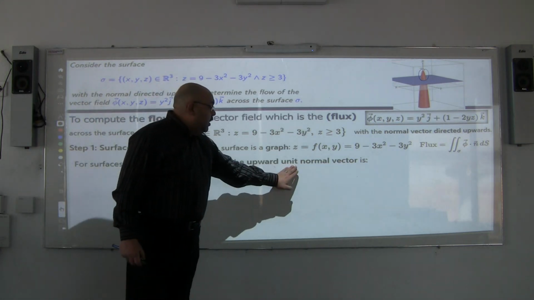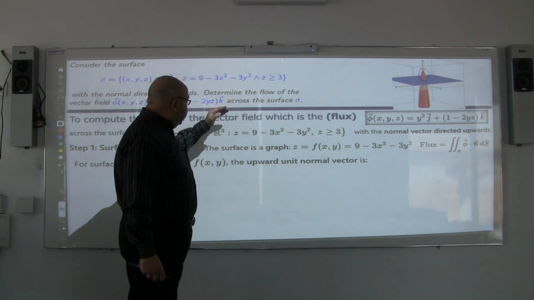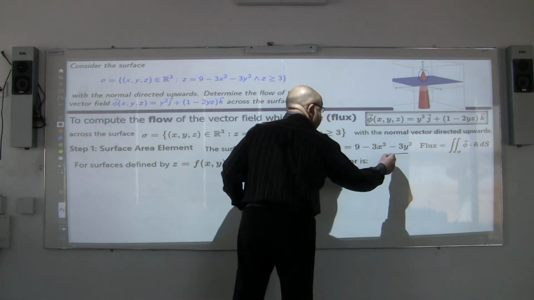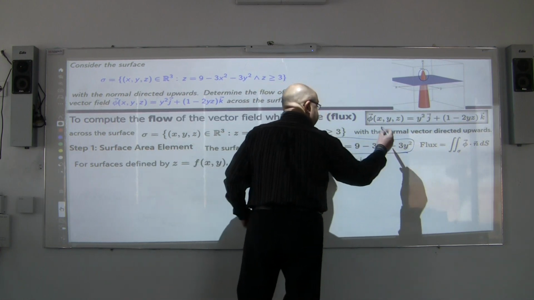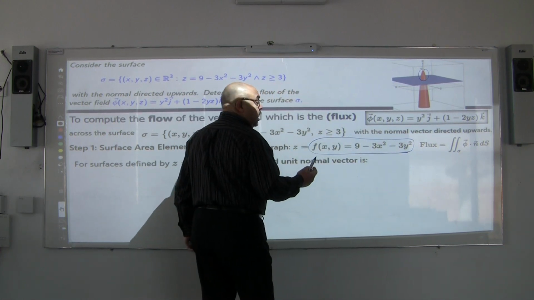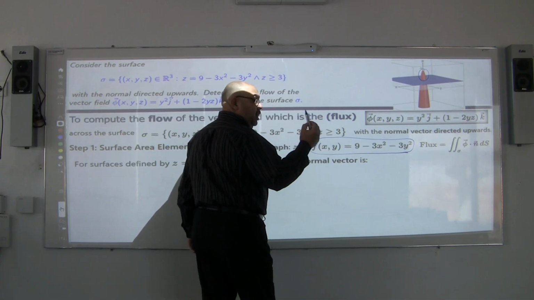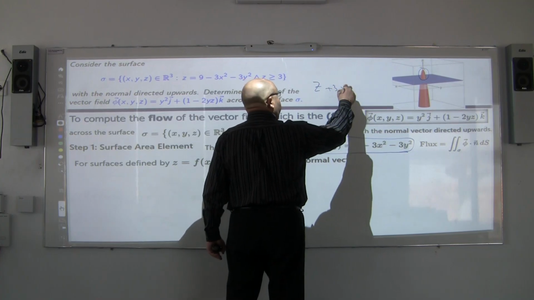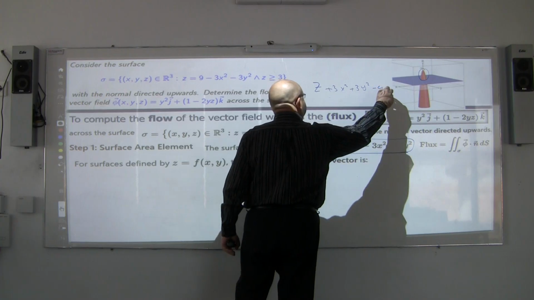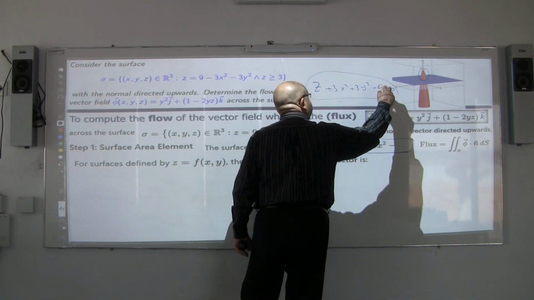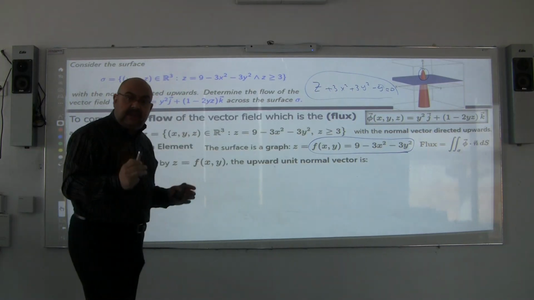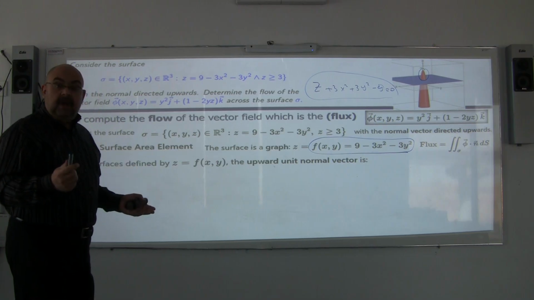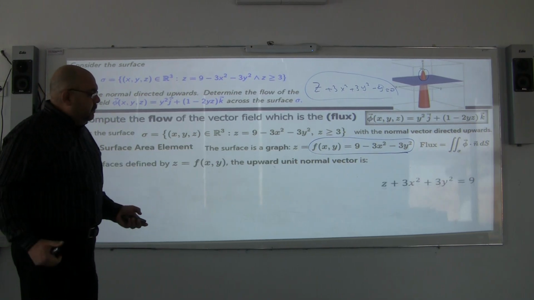In order to get the normal vector on the surface, z equals f of x, y, you will have to put this equation equal to 0. I would recommend having z plus 3x squared plus 3y squared minus 9 equal to 0. That's the function whose gradient vector I'm going to get, and the components will be the normal vector. So step by step, here we go.